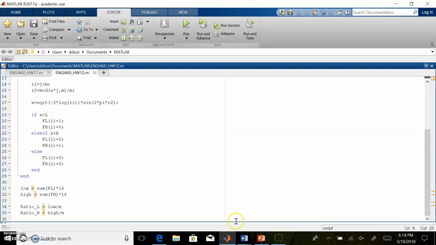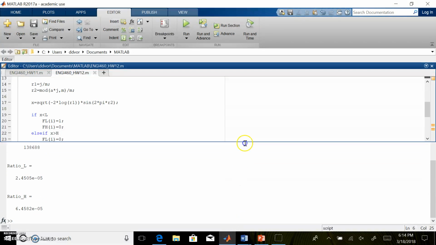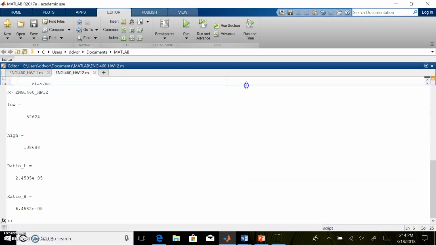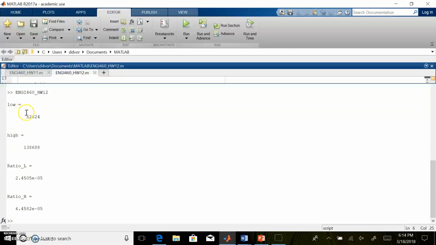When we do this, I'm not going to actually run it just because it takes MATLAB a little bit, so I'll show you the values that I ran previously. We got about 50,000 times where it was under the low value, and about 139,000 times where it was over the high value, which sounds like a lot, but when you actually do the ratio, these are very low percentages. So it looks like our random generator is pretty accurate, and we're happy with that.